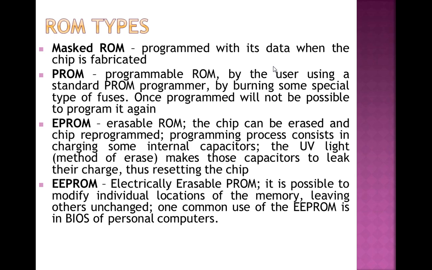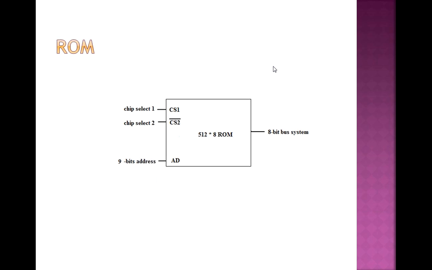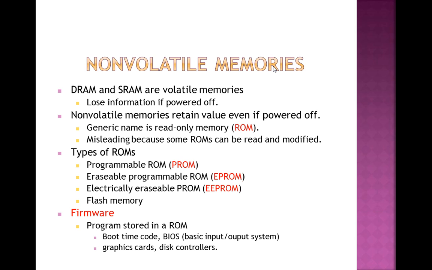The programming process consists of charging some internal capacitors, and UV light is used to erase the data. That is, we can put the chip in the sun to erase the data, and then use the same chip for another purpose, for storing another program. Then the next one is EEPROM, that is electrically erasable PROM, that is used for removing the data with the help of electric currents. This is a ROM chip, with CS1, CS2.